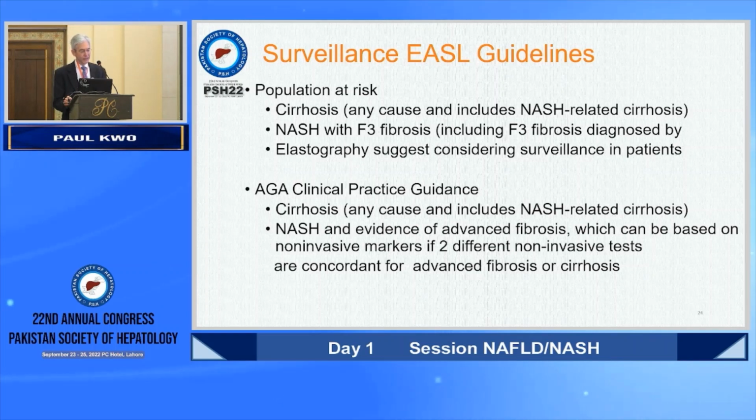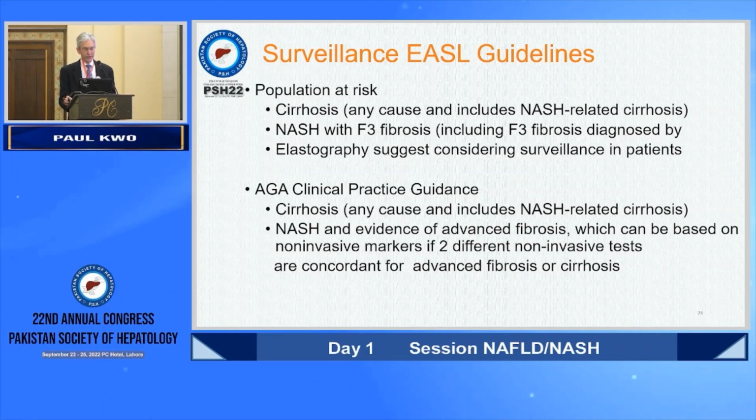They're a little bit more flexible here. So it's cirrhosis, and it's also NASH with F3 fibrosis, including F3 fibrosis diagnosed by elastography. Our own AGA, American Gastroenterological Association, recently released a clinical practice guidance where they actually took a similar approach, which was screen NASH patients with cirrhosis. We can all agree on that.